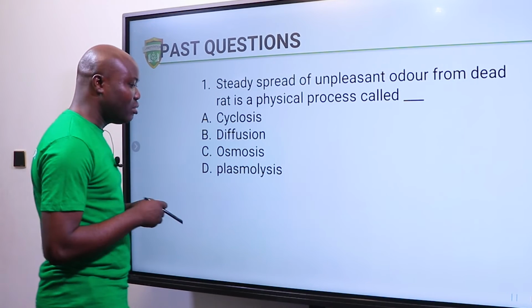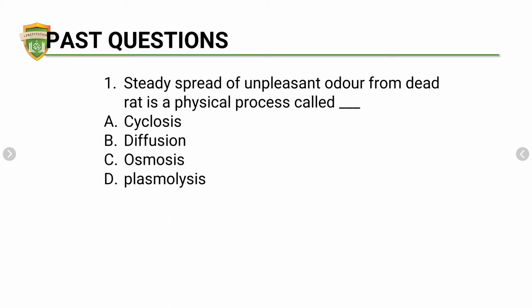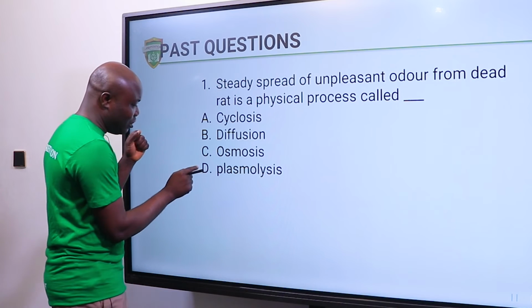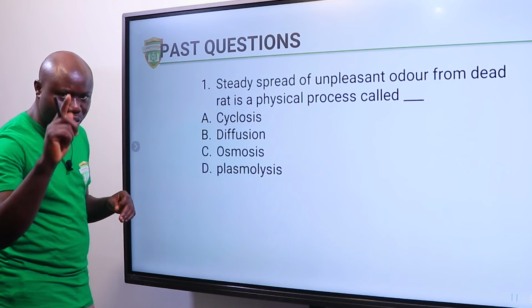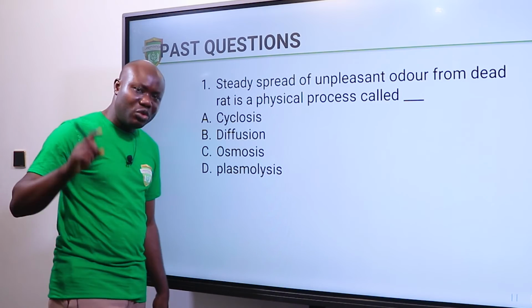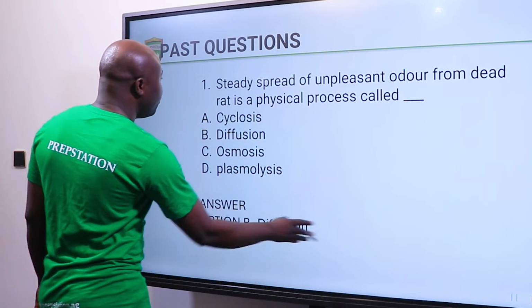So let's look at some of the questions that we have here. Now, the steady spread of unpleasant odor from dead rats is a physical process called what? Cyclosis, diffusion, osmosis, and plasmolysis. Now, let's look at this. I can take out two of the options and leave you with two. Let's say we have diffusion and osmosis. The two of them involve the movement, right? But I told you that osmosis has to do with what? Water. So our answer is B, diffusion. Okay, so let's move to the next question.